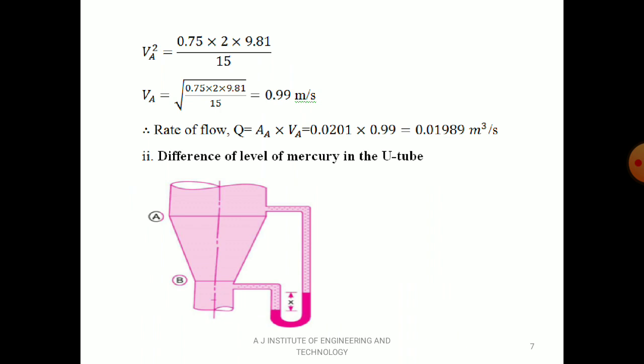So it is easy because we have the VA value and AA value, so we can directly get the rate of flow. So that is equal to 0.01989 meter cube per second as the rate of discharge.